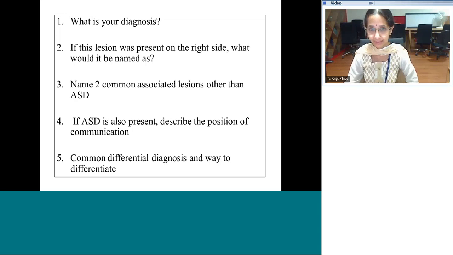So do you have any associated lesions when the cor triatriatum is present in the left atrium? Do you have any two common associated lesions other than ASD? Any associated lesion which you could name?